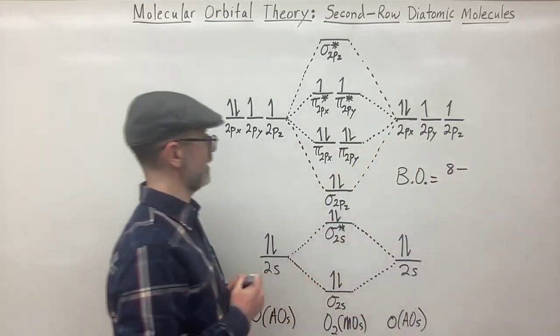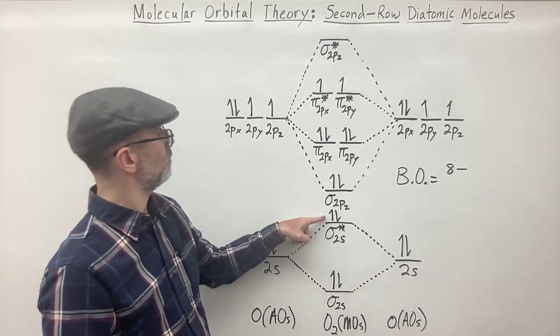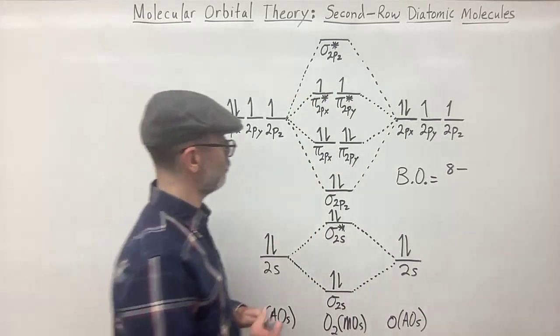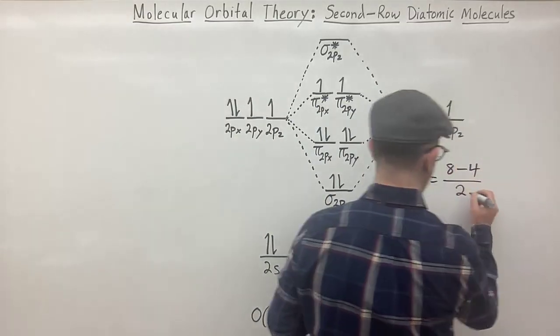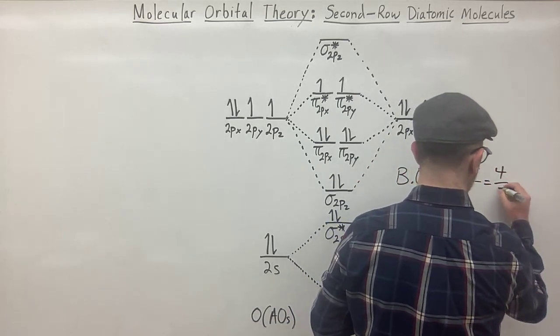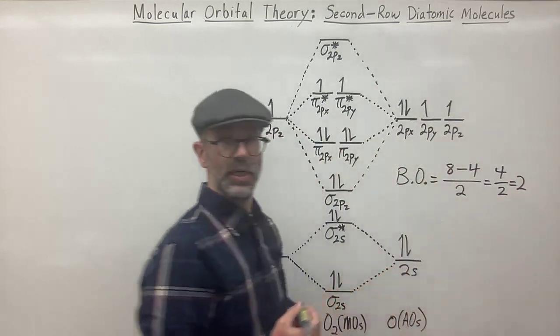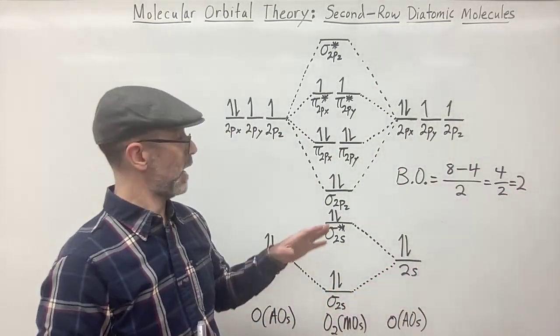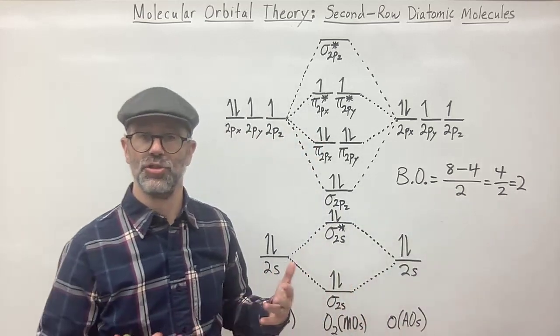And we're going to subtract the anti-bonding electrons. So we got 2 here, and then we got 2 there. That's 4. And then that difference is divided by 2. 8 minus 4 is 4. 4 divided by 2 is 2. So in this case, the bond order of oxygen is 2, meaning it has 2 bonds.